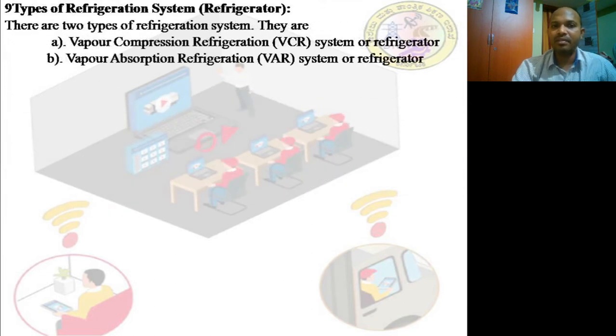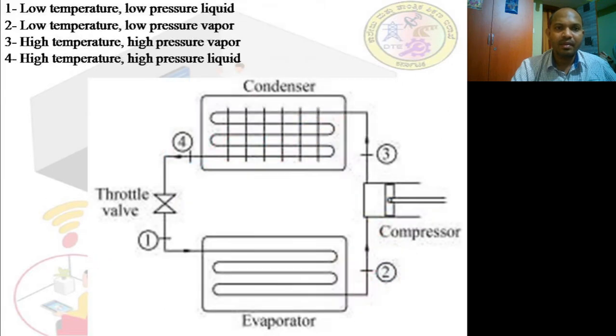There are two refrigeration systems. One is vapor compression and the other is a vapor absorption refrigeration system. Now this is a vapor compression refrigeration system. Now basically what happens, this evaporator section will be exposed.